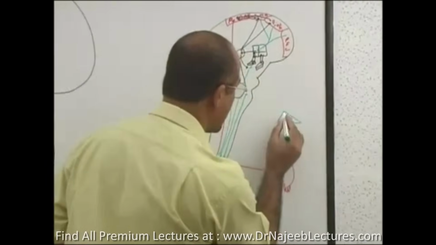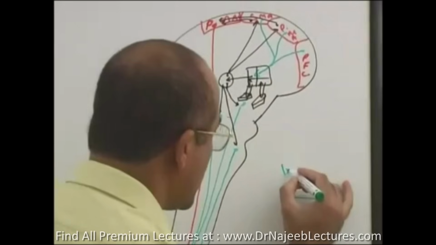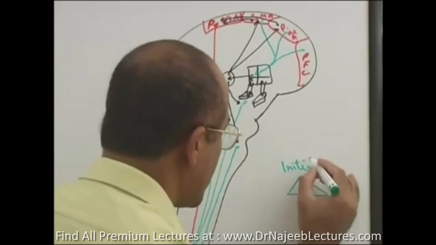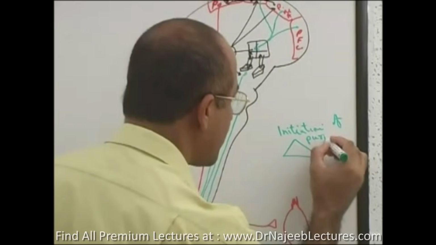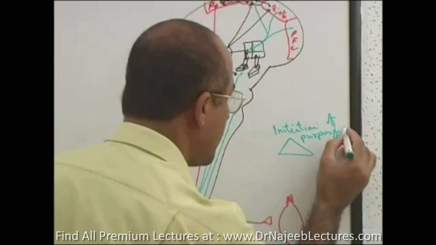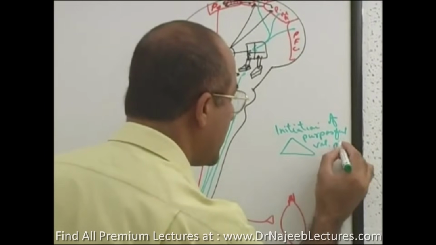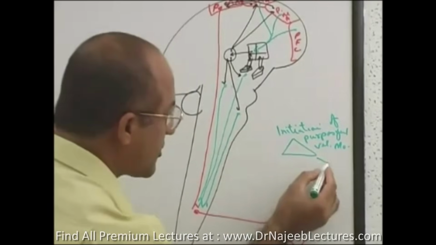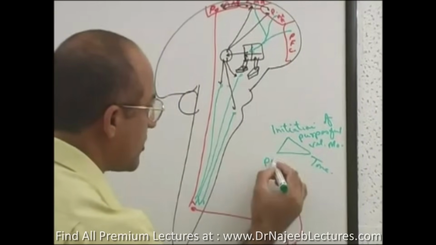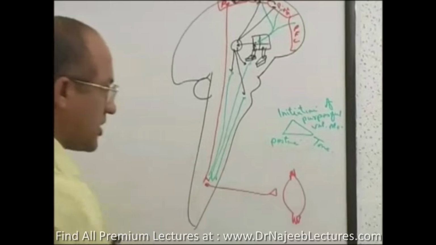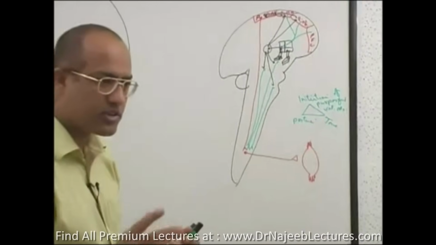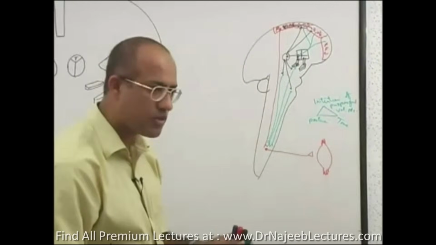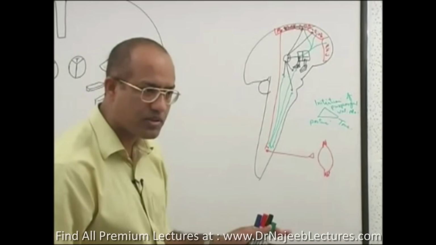Let me write here. It is concerned with initiation of movement, of purposeful voluntary movement. Secondly, it is concerned with tone, and it is concerned with posture. This is the function of the extrapyramidal system. Is that clear? No difficulty up to this?